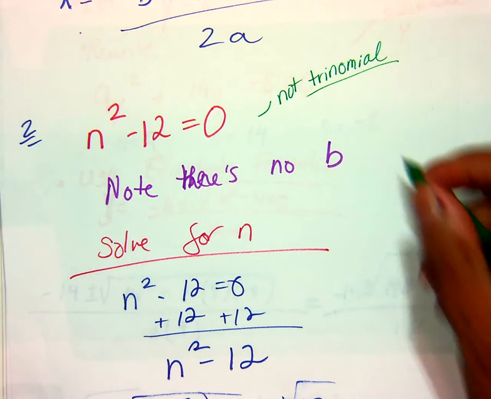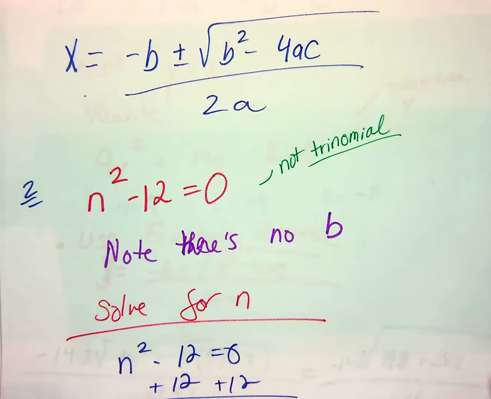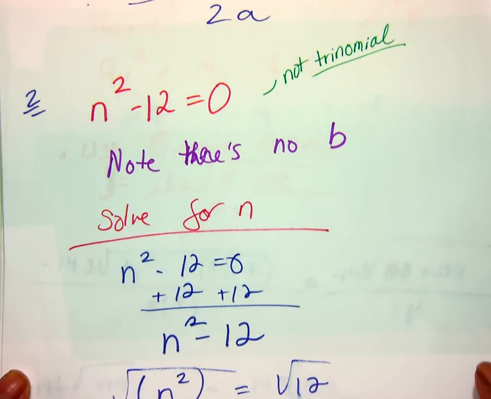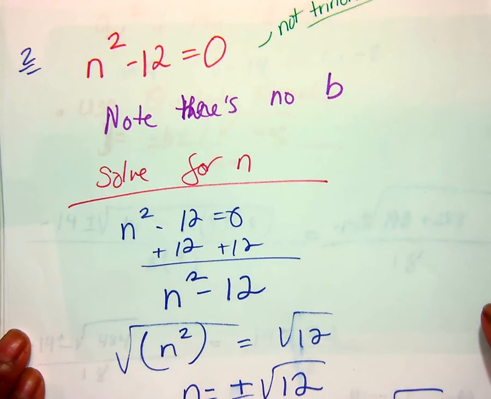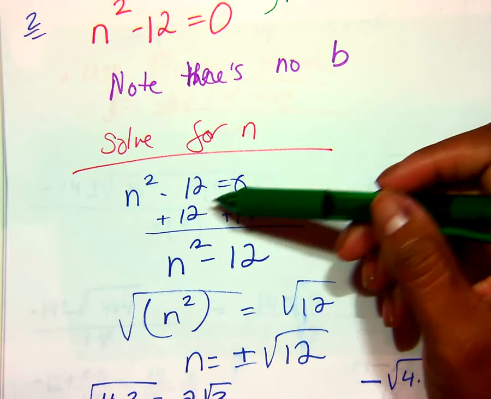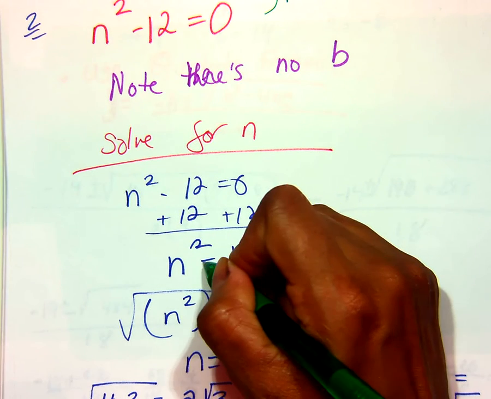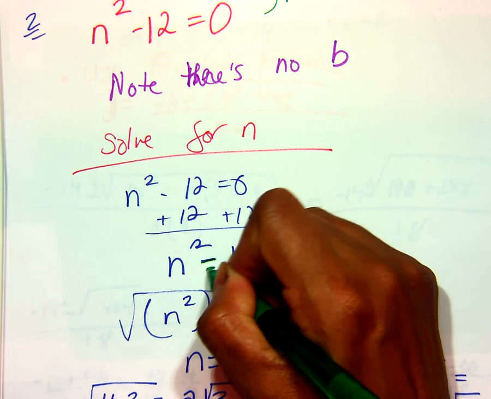Note there's not a b. Remember the quadratic formula has to have a, b, and c. Well, let's just solve for n. If we solve for n, we know that we have to add the 12 to both sides. Therefore, we have n squared equals, and I forgot my equal sign, y'all, so my apologies.